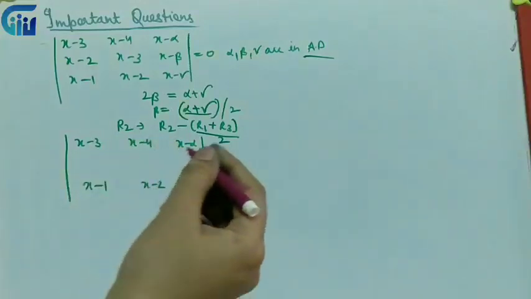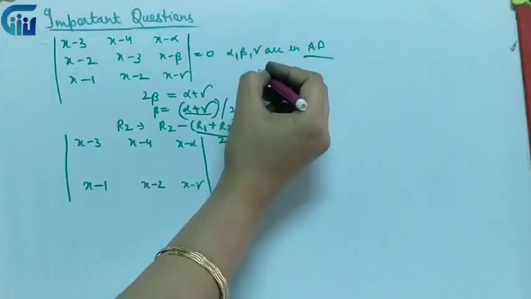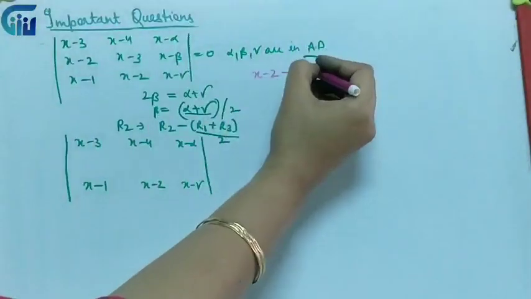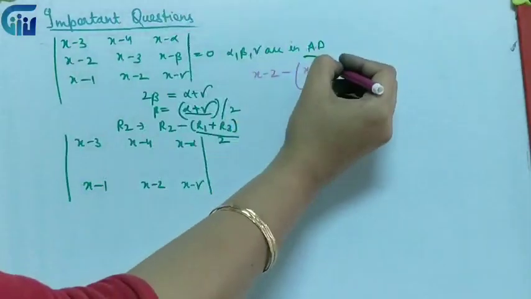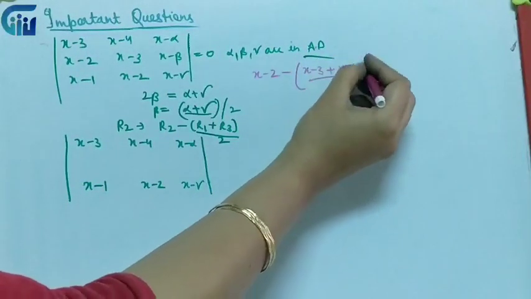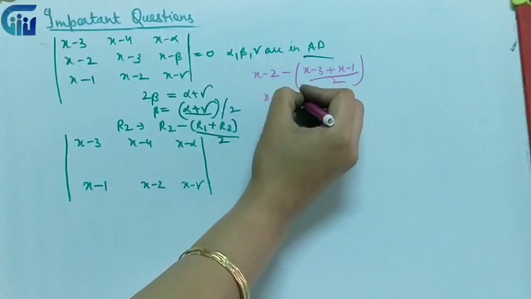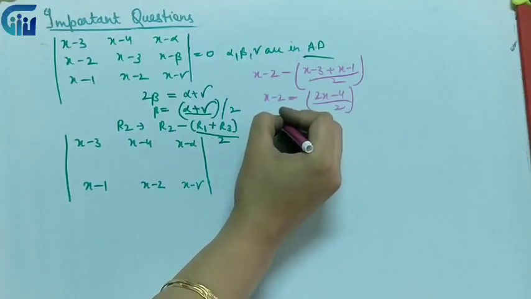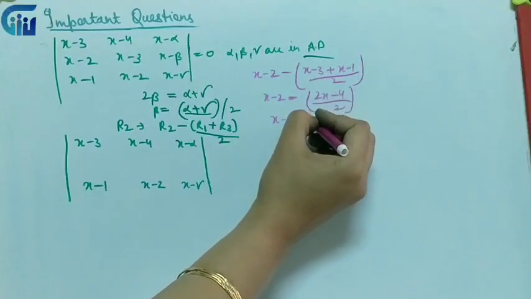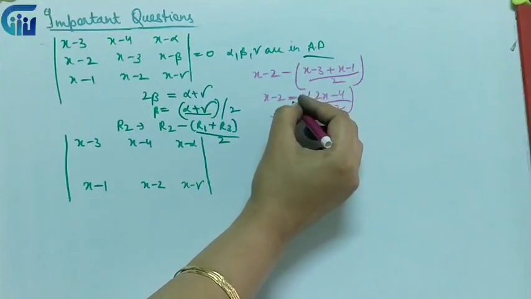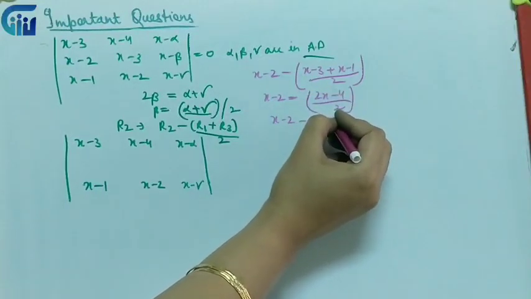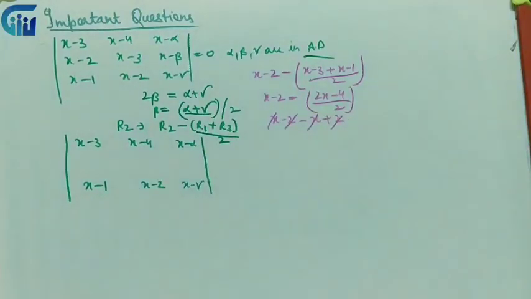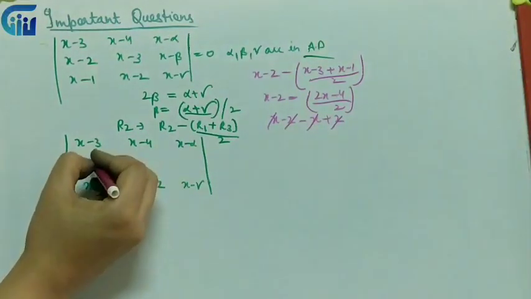Let's do it stepwise. For R2, the first element is x minus 2, minus R1, that is x minus 3, R3, that is x minus 1, upon 2. So this is x minus 2 minus (2x minus 4) upon 2. If I cancel by 2, it will be x minus 2 minus x, and outside we have a minus sign, so it will be plus 2. So this and this get cancelled. What we will get is 0. So I will write 0 over here.